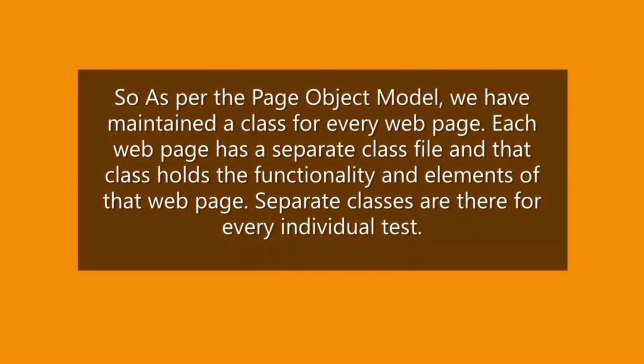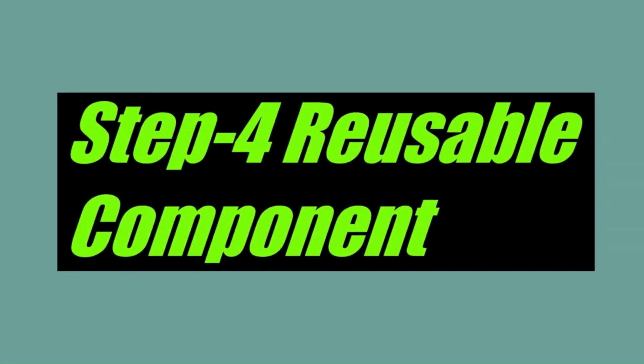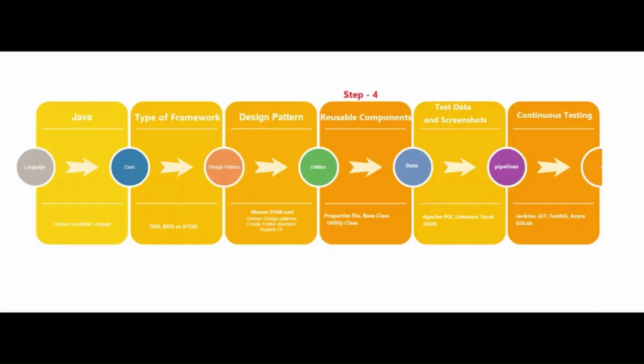So as per the page object model, we have maintained a class for every web page. Each web page has a separate class file, and that class holds the functionality and elements of that particular web page, and separate classes are defined for every individual test. Step 4 is reusable components. Now once the basics are done, explain about reusable components in your framework.